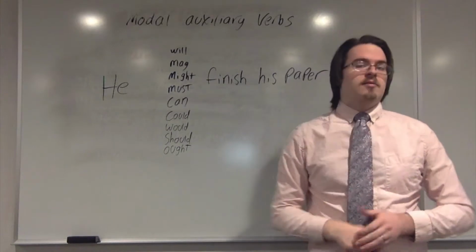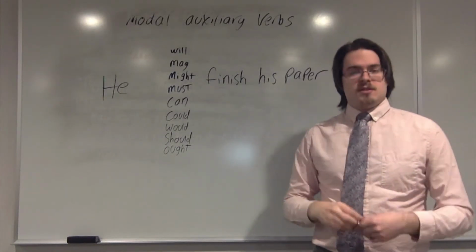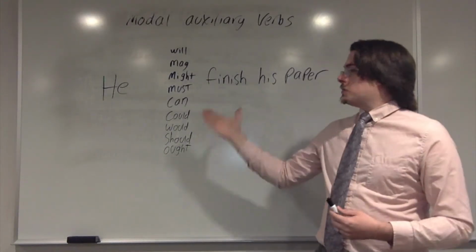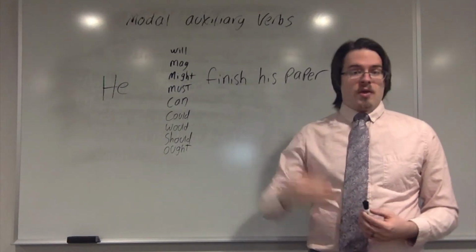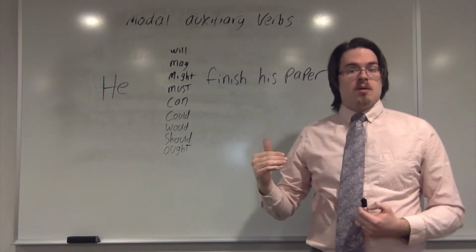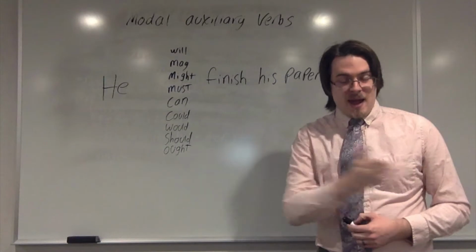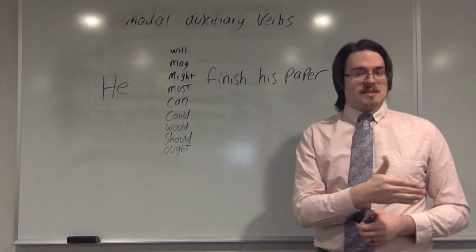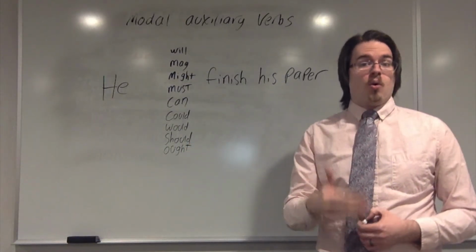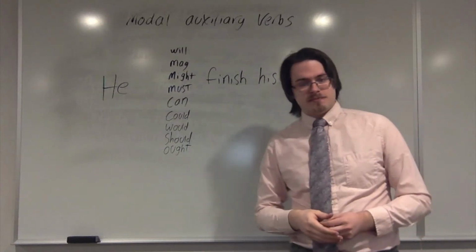Now, it's not just certainty that this can affect, but also expectation. He must finish his paper. This modal verb must says little about whether or not it's going to happen, but whether or not it should happen. It's a level of expectancy. We expect him to, or else something bad might happen.